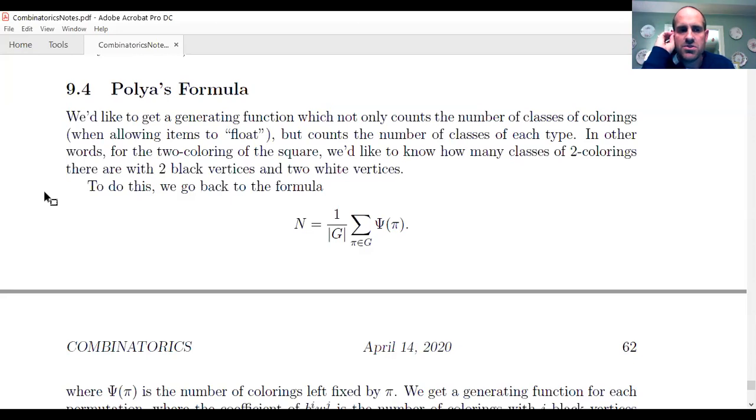Okay, so in other words, what do I mean by classes of each type? Well, for two colorings of the square, we like to know how many classes of two colorings there are with two black vertices and two white vertices, for example. Or I might be interested in knowing the number of equivalence classes, and these are the number of distinct colorings that have three black and one white, for instance. Okay, and that seems like it might be pretty tricky, maybe even impossible to pull off.